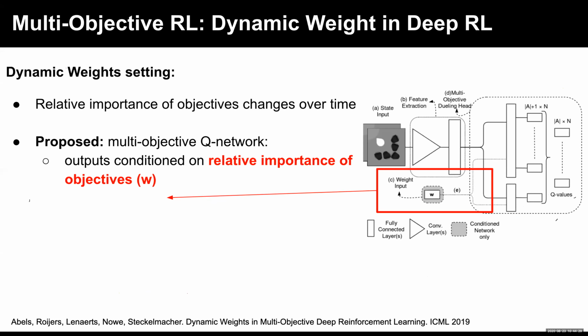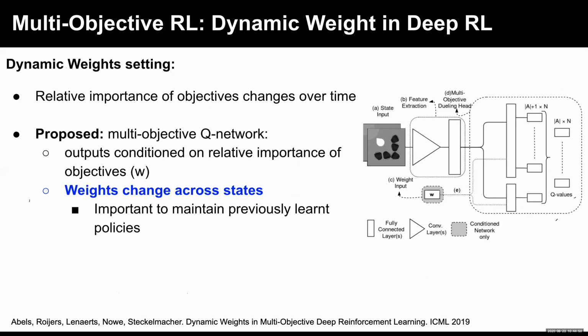So here, I'm going to give a slight intuition about how the solution works. The proposed solution is a multi-objective Q network. Here, the outputs are conditioned on the relative importance of objectives. So we have a bunch of objectives, we compute the relative importance dynamically, and then this is what the outputs are conditioned on. Essentially, what happens is the weights change across states. So again, based on the states, the importance of the relative objectives could change.